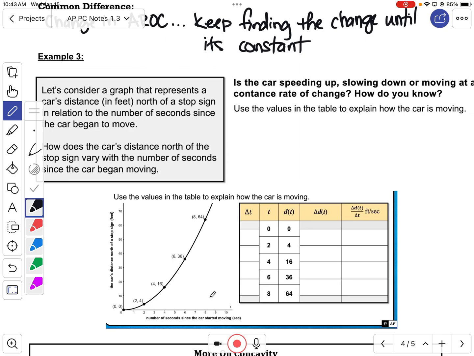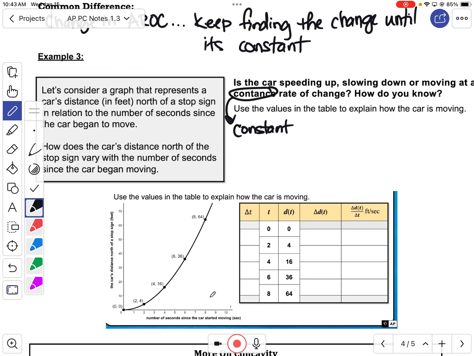So is the car speeding up, slowing down, or moving at a constant rate of change, and how do we know? So this is what they're asking me. You want to talk about the values in the table to explain how the car's moving.